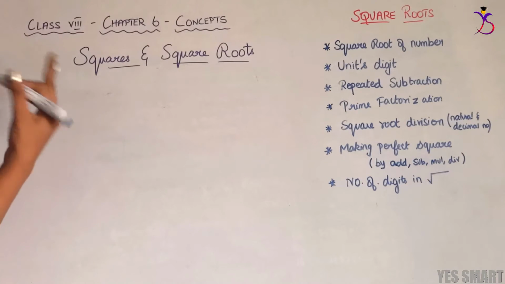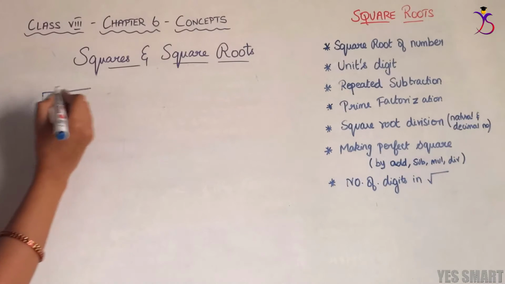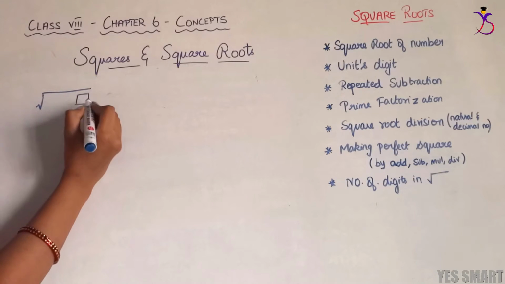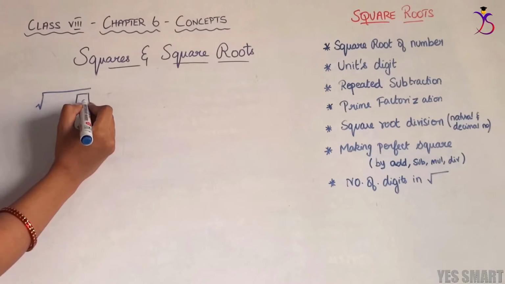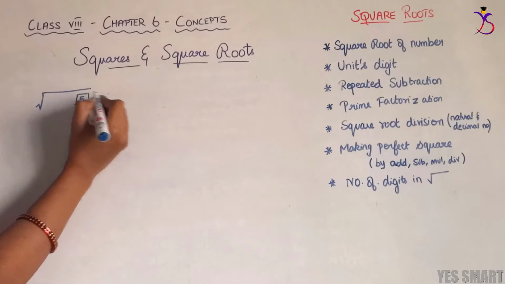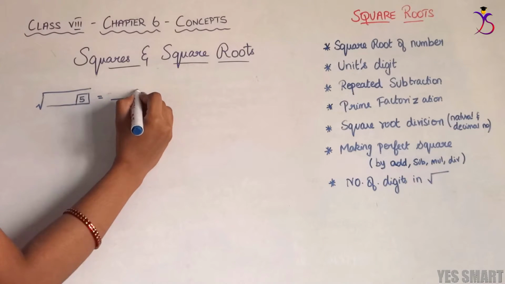Now let's look into the next topic, units digit. Let's focus on the units digit of a number for which we are going to take the square root. So let's consider we are taking a square root for a number which has the unit digit 5. Then we will have the unit digit of the answer as 5.